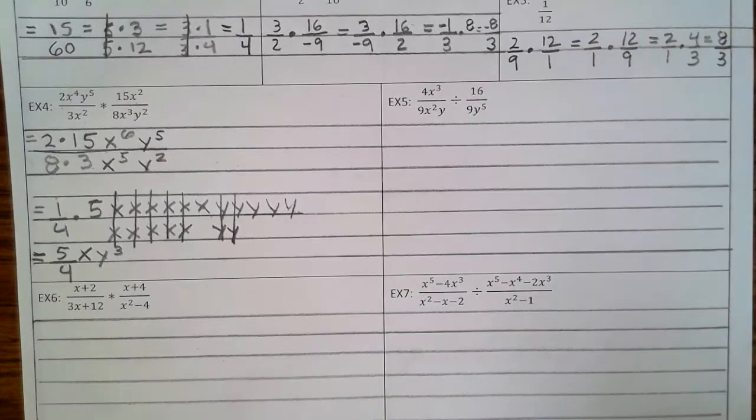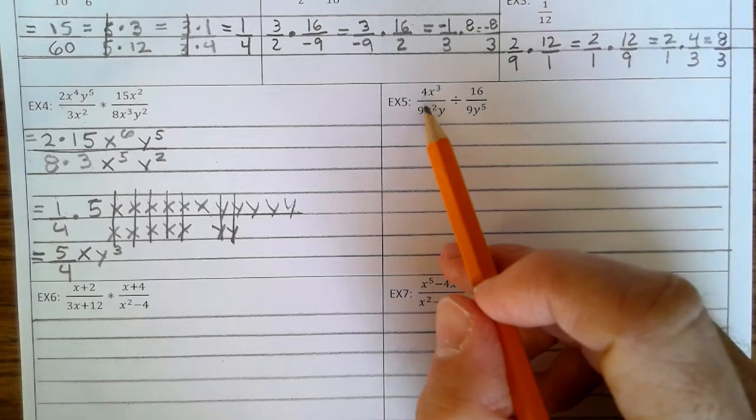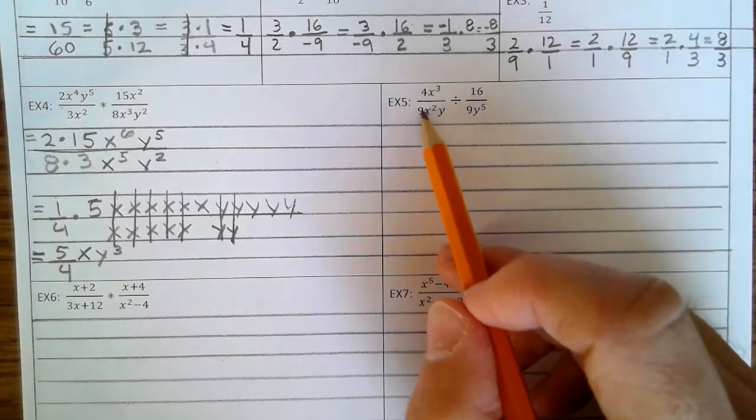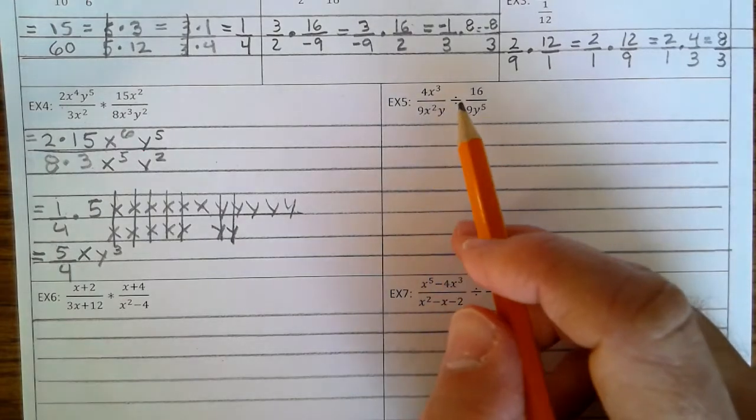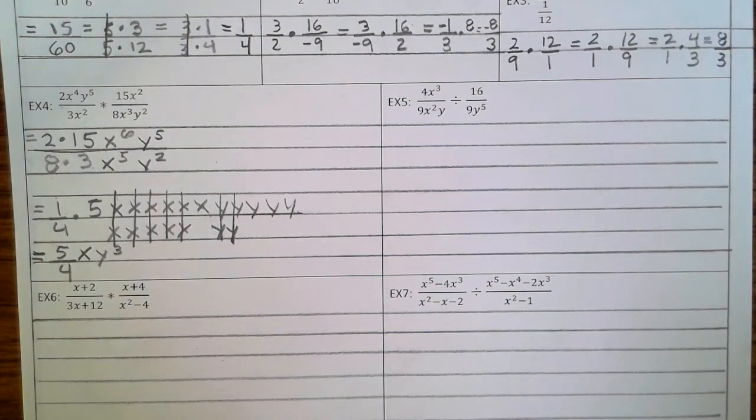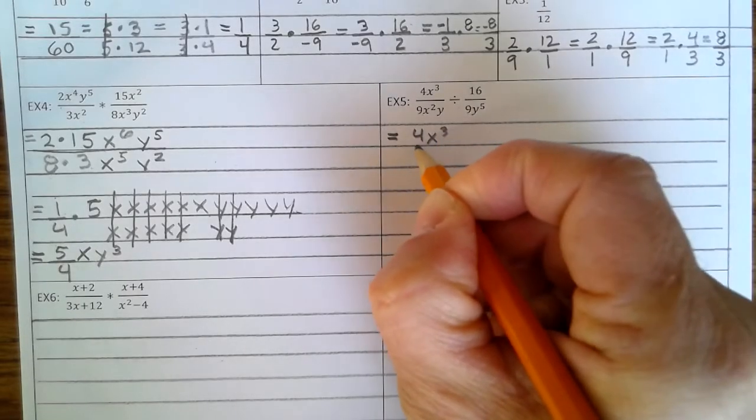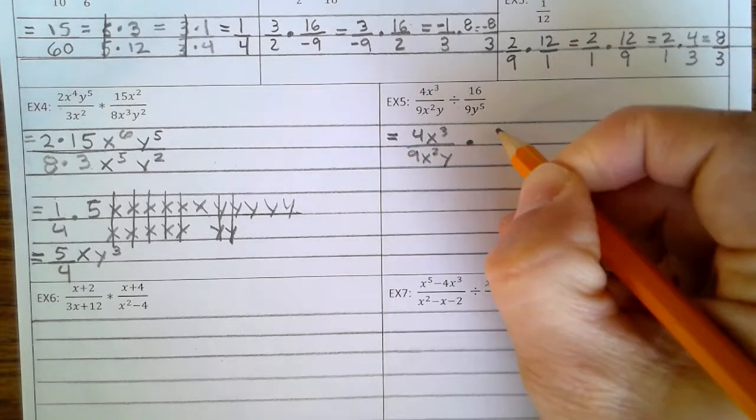So again, you want to think about simplifying, but here's the thing. In this case, I don't believe anything divides out, so you're just going to want to actually wait. There is something we might be able to do. Oh, I almost made a mistake. You have to be careful. That's a division. So the first thing you want to do is when you divide by a fraction, you flip and multiply. So this is 4x cubed divided by 9x squared y times 9y to the 5th divided by 16.